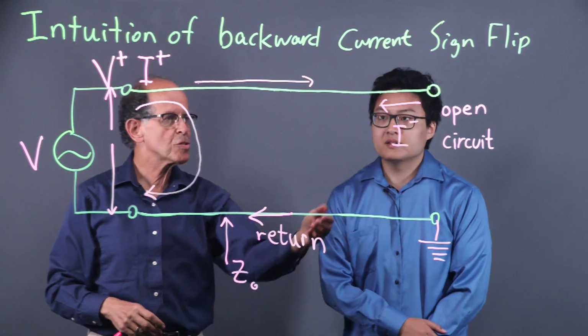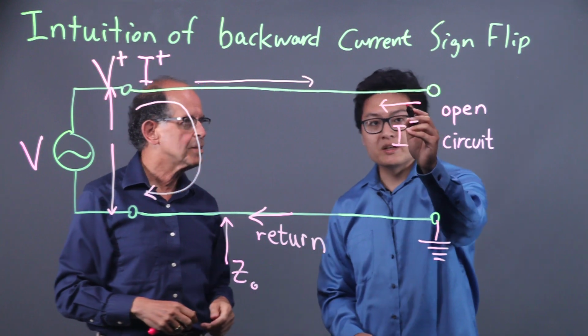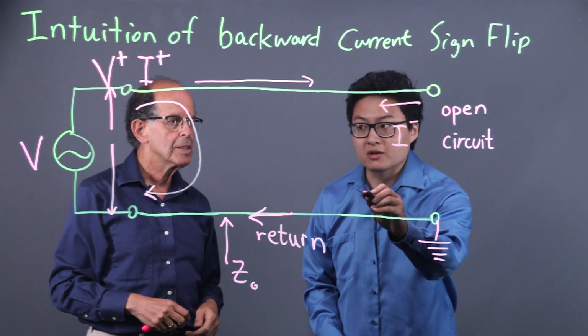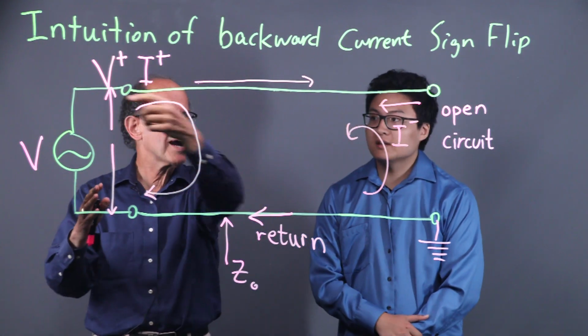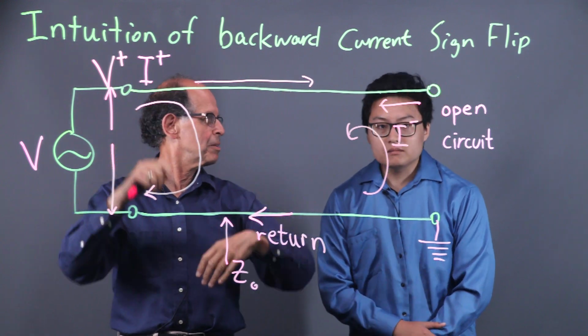And can you give me the sense of the current? Is it the same clockwise as it? It would be, well, using your notation like that, this would be going counterclockwise. And that's because it's returning back. So this actually is the return. So everything is upside down.